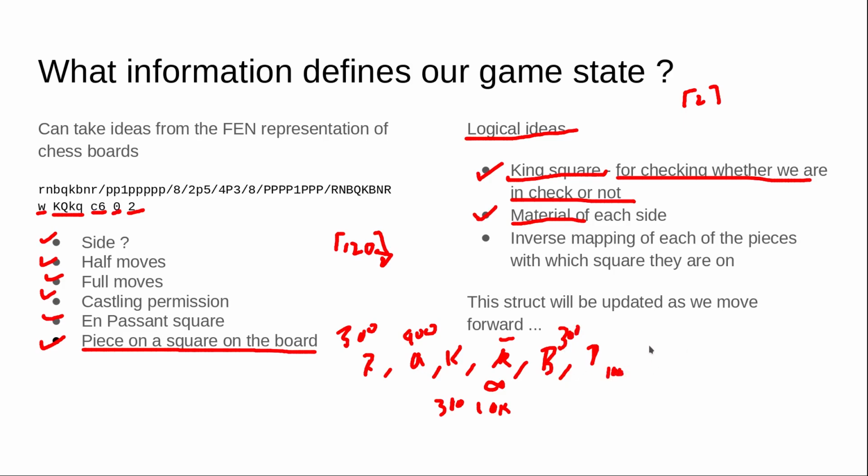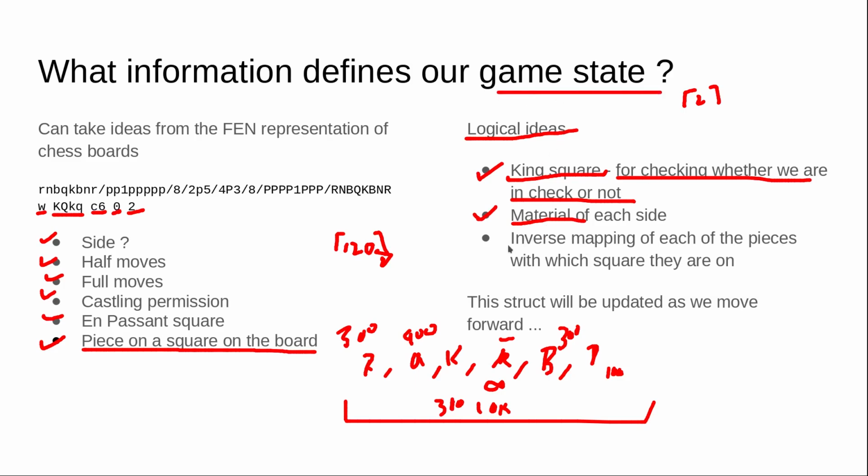These pieces define the material balance which is currently present on the board. We would be using this table as a reference for checking how much material we currently have over the board. So this is also an important part of your game state.